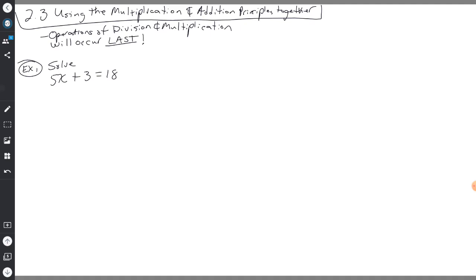So we have 5x plus 3 is equal to 18, and we want to solve this problem here. Keep in mind what I wrote up here. The operations of division and multiplication will occur last. So what does that mean? What do we have to do?